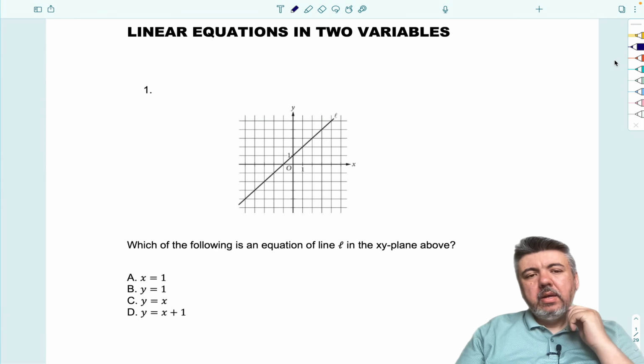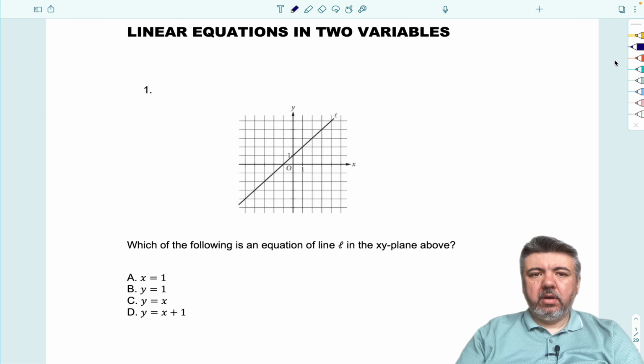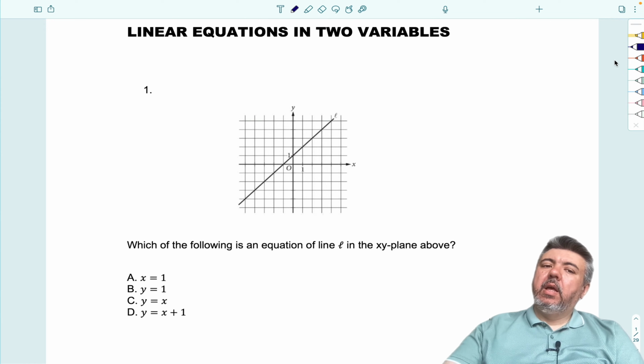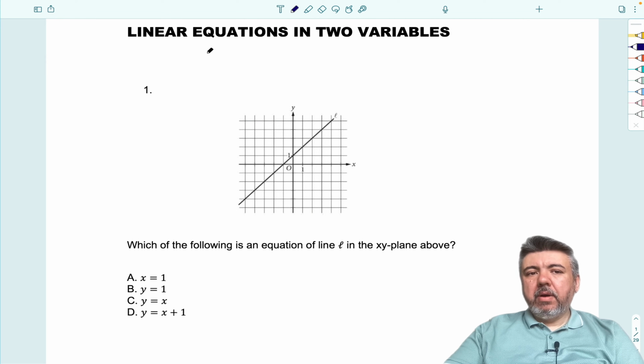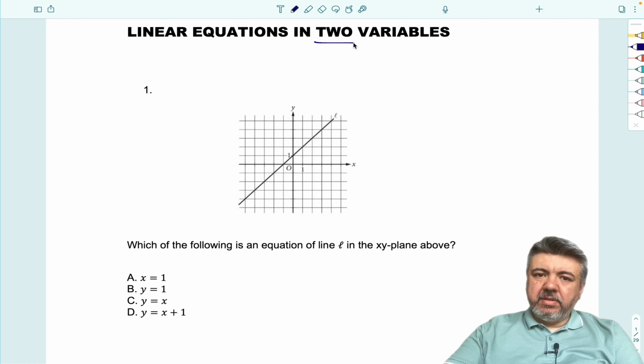Hello, hello. Okay, this is the second lecture of our SAT Math Prep, where we'll talk about linear equations in two variables now. Okay, in the first question, it says which of the following is an equation of line L in the xy plane above? You see the line.